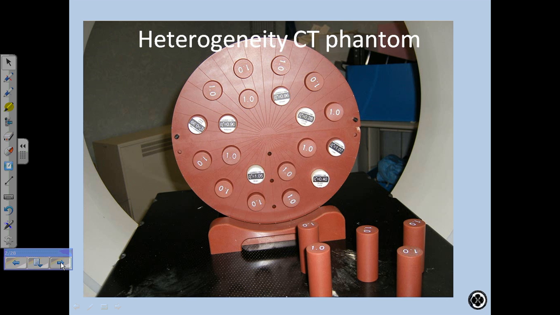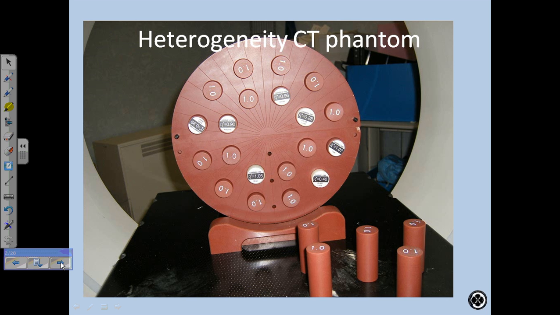So anyway, you put all those plugs in and you scan it, and then you look at this CT image. You put a region of interest around these plugs in your image, and it gives you the mean CT value. Okay, and then you plot that number versus that mean CT value, and that's how you get your CT to ED file.